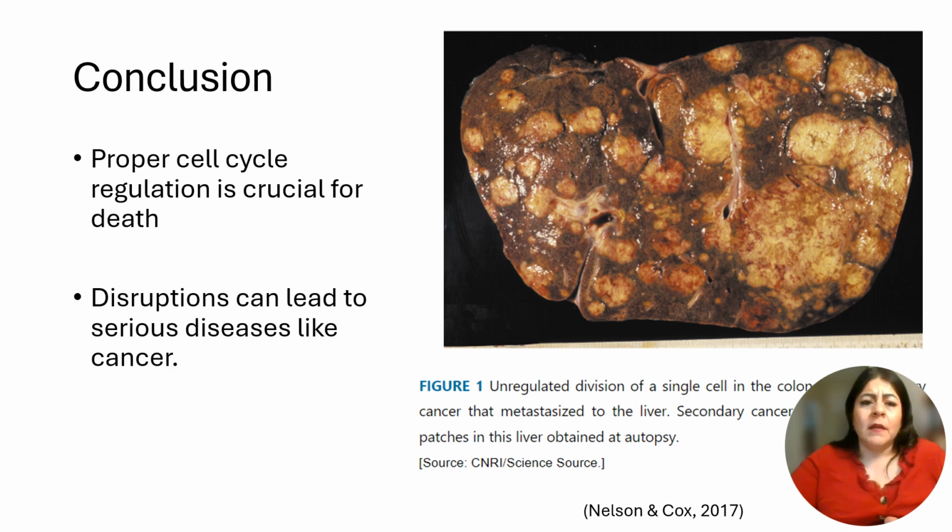Here in this picture, in figure 1, it's an illustration of what unregulated cell division looks like in one colon cell that resulted in primary cancer, which subsequently metastasized to the liver. Secondary cancers appear as white patches. So you can see some of these white patches here in this picture. This sample was also obtained from an autopsy.